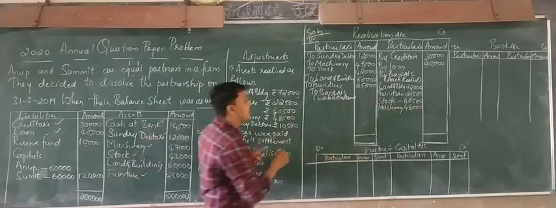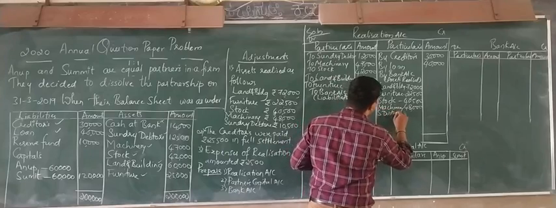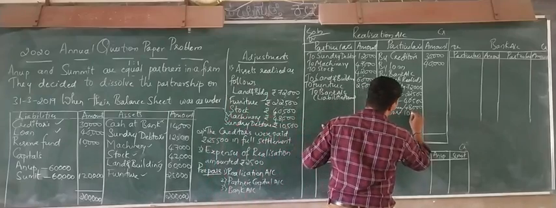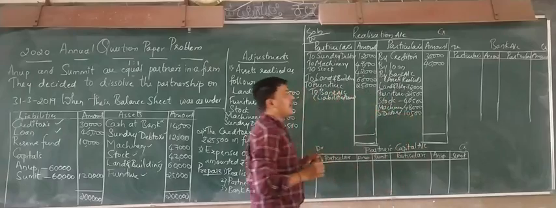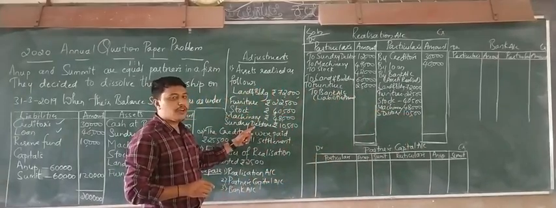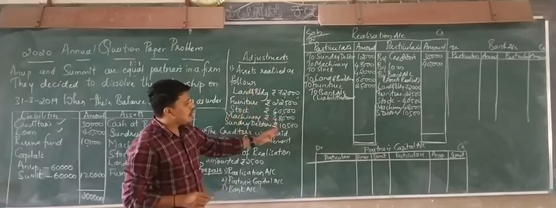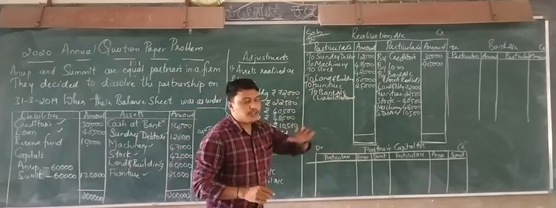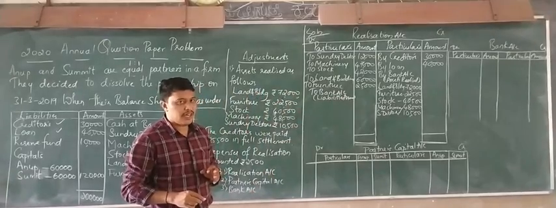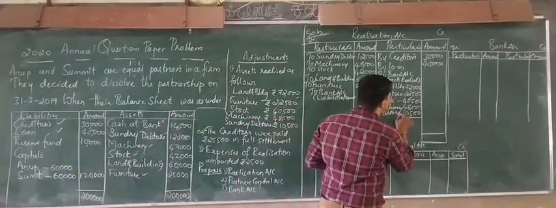Next, sundry debtors. What is the value of debtors? That is 10,500. So after writing all these assets realized, whatever details they have given, you have recorded all of these under the bank account, assets realized, head. You just make a total of this.